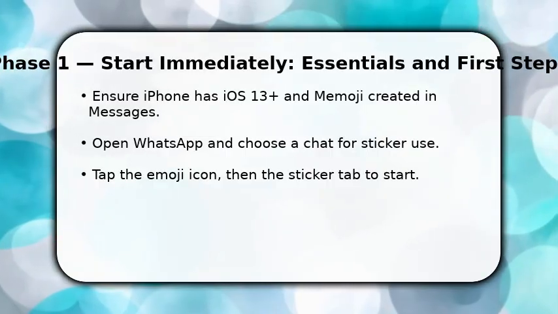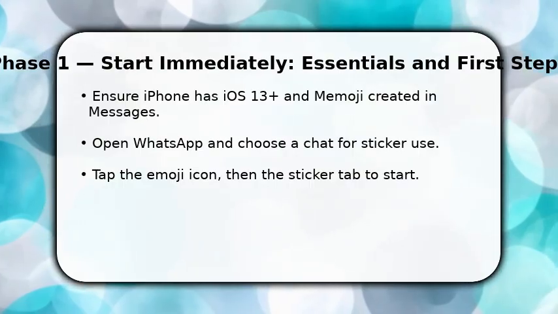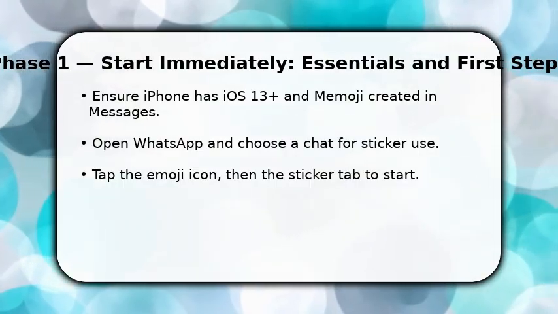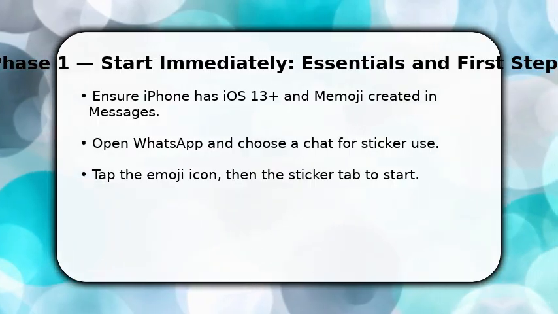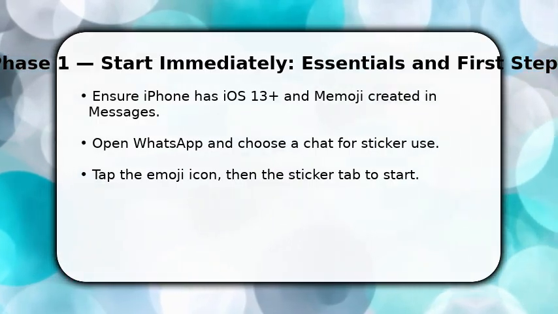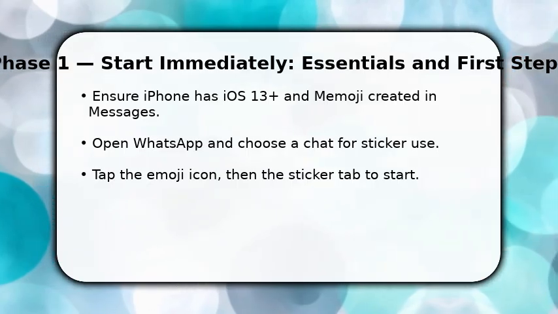You already created a Memoji. Now start inside WhatsApp. Open a chat and tap the emoji button. This pulls up emoji, GIF, and stickers. Once the sticker panel appears, make sure the sticker icon is selected. This is where Memoji stickers live.